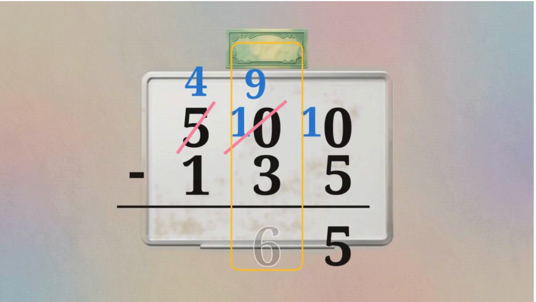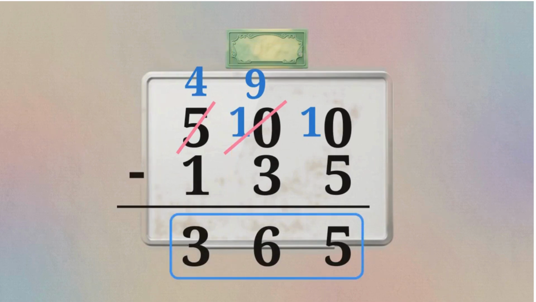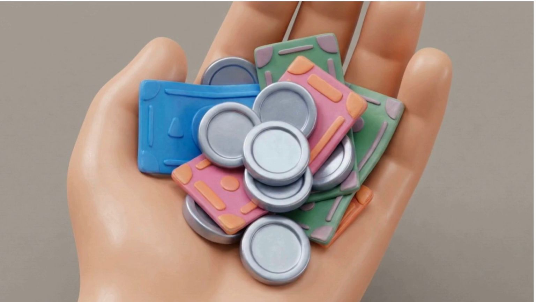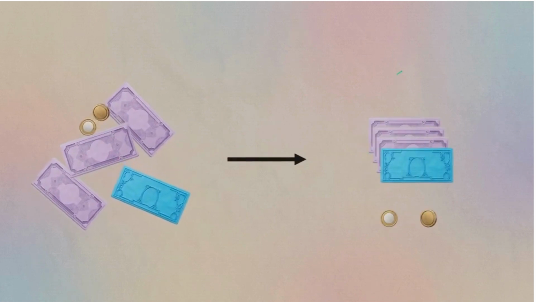Now we execute the math straight down the columns. 10 minus 5 is 5. 9 minus 3 is 6. 4 minus 1 is 3. That gives us 365. This is the exact target amount of change Rohan needs to find in his hand. Top-down subtraction takes a chaotic handful of cash and turns it into a clear, verifiable target.